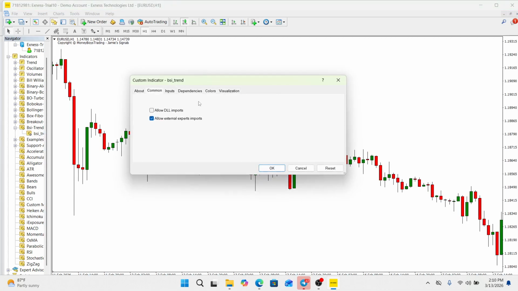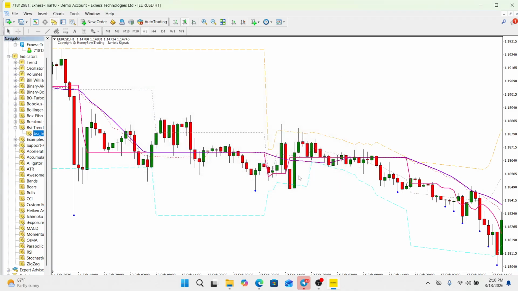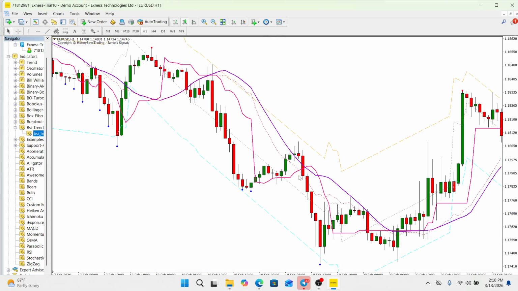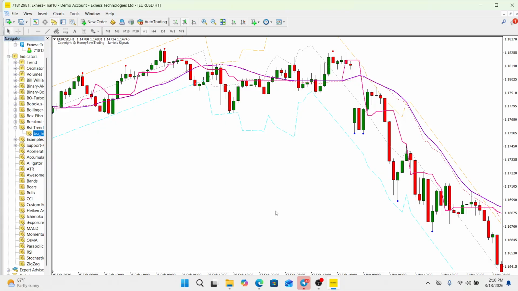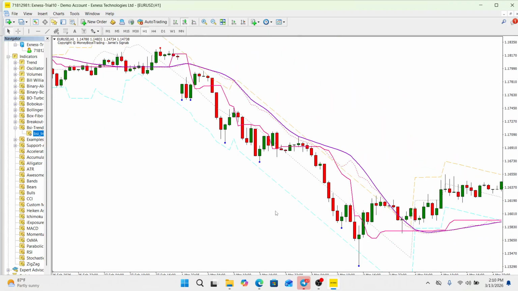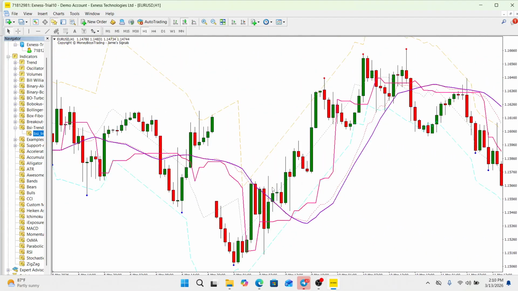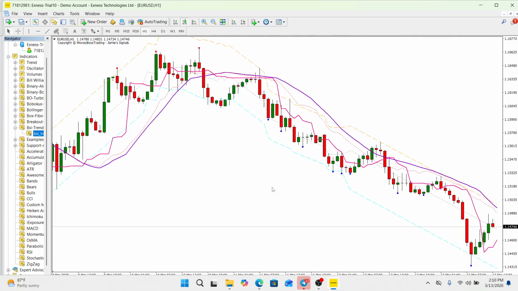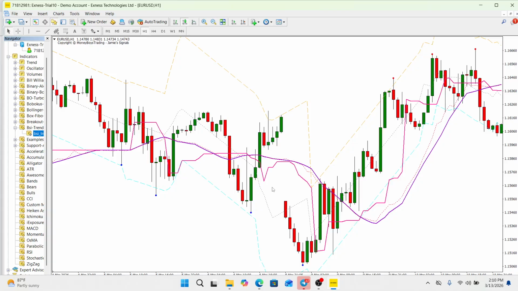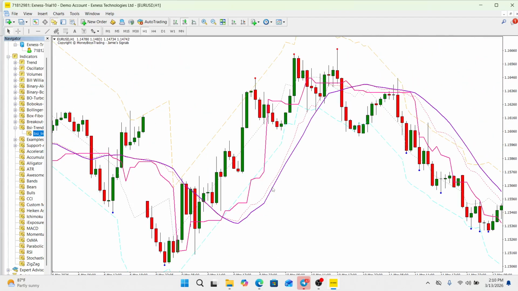At this point, I'll load the indicator on the charts so you can see how it looks in real time. Alright, so as you can see on the chart, the BSI Trend Indicator draws multiple lines that form a dynamic channel structure, mirroring the behavior of Ichimoku cloud trend lines but built from bar strength index and weighted moving average calculations.